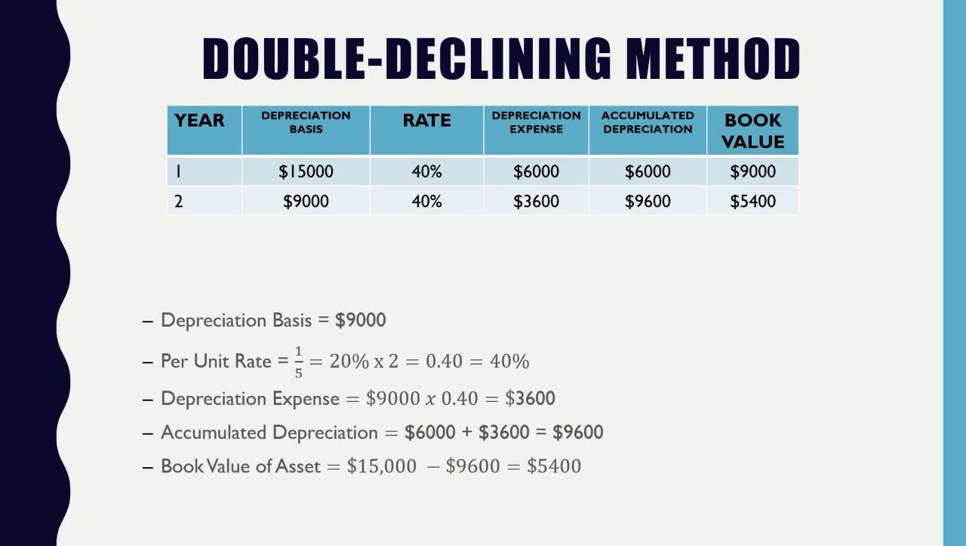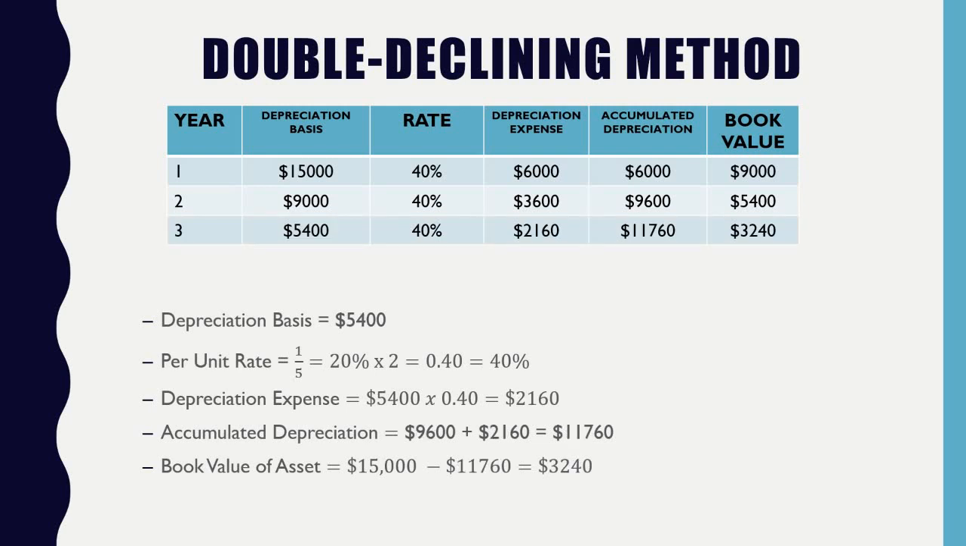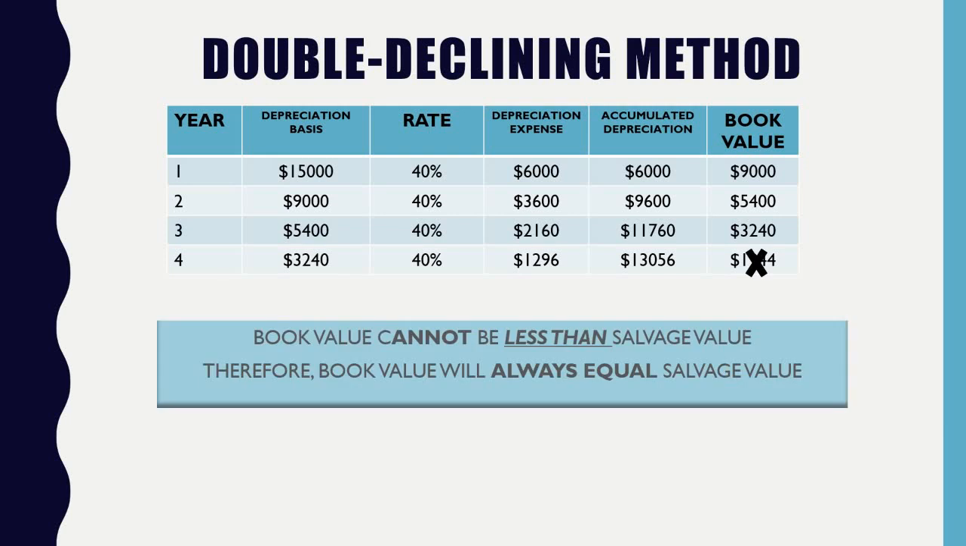Now, I want you to note this because it's very important. If you're choosing to depreciate twice as much over its lifespan, do you think it's going to last till the 5th year? Sometimes it can, but sometimes it won't. In the 3rd year, we get the book value to be 3,240. In the 4th year, now we're down to 1,944. But our book value needs to be 2,500.